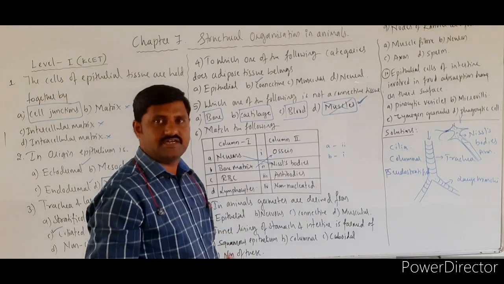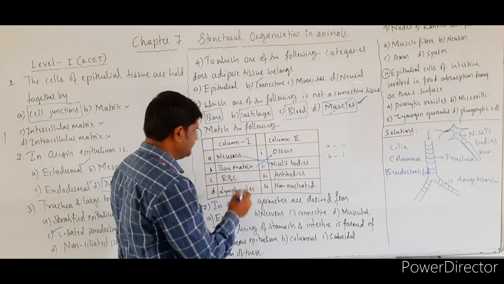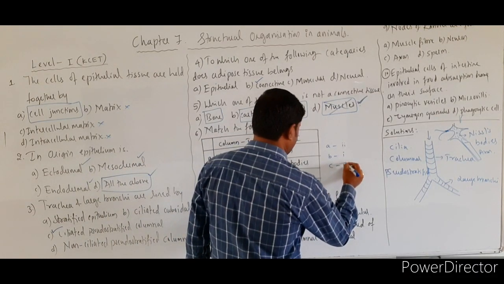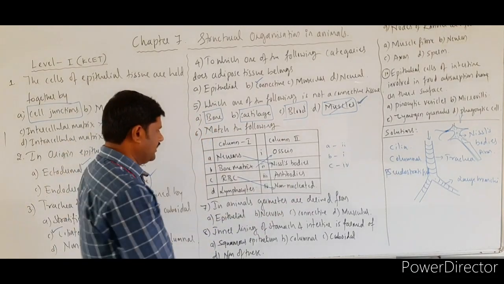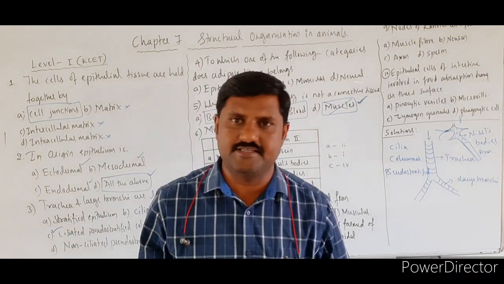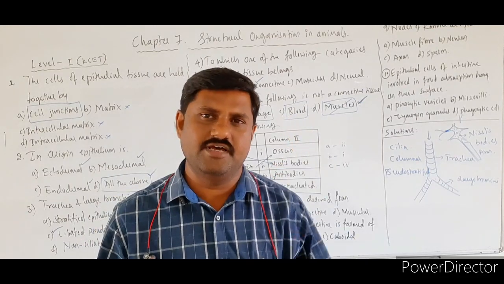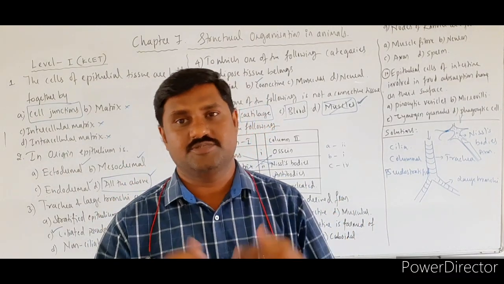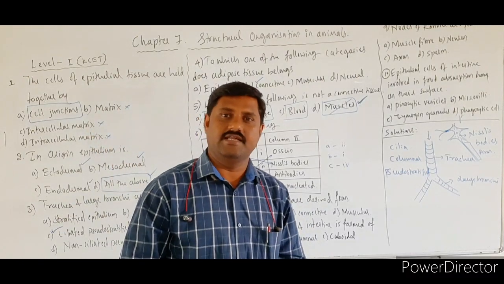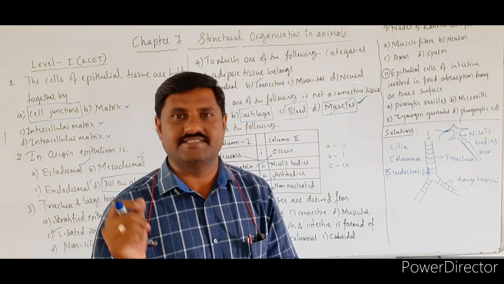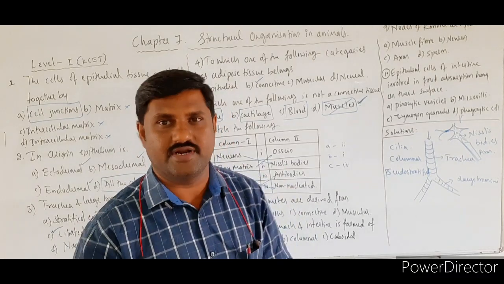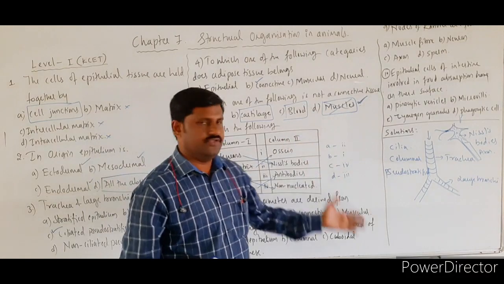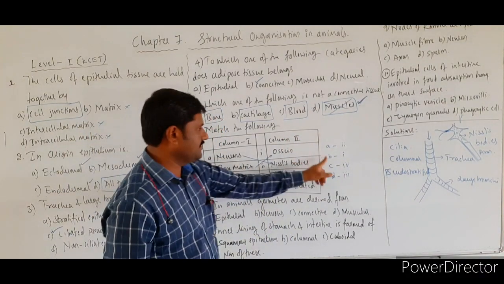And RBCs are disc-shaped non-nucleated or enucleated cells, hence this is joined to the non-nucleated one, and then C belongs to the fourth option. And lymphocytes are a kind of WBCs which produce antibodies. There are two types of lymphocytes: B type and T type. Especially B lymphocytes produce the antibodies which can fight against the antigens or pathogens that enter our body. That's why D is matched with the third option. This is the answer you can observe in your material itself, right? So this is the correct answer for this question.